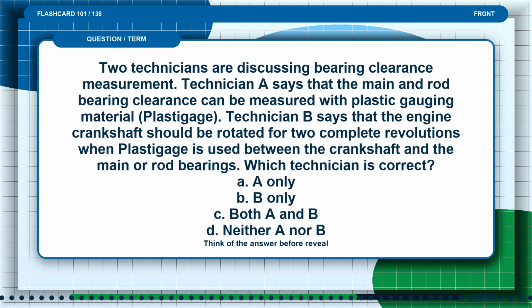Flashcard 101. Two technicians are discussing bearing clearance measurement. Technician A says that the main and rod bearing clearance can be measured with plastic gauging material, plastic gauge. Technician B says that the engine crankshaft should be rotated for 2 complete revolutions when plastic gauge is used between the crankshaft and the main or rod bearings. Which technician is correct? A only, B only, C, both A and B, D, neither A nor B. Pause and think of the answer before the reveal.